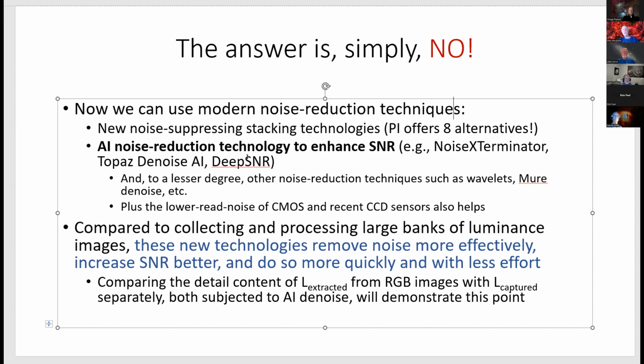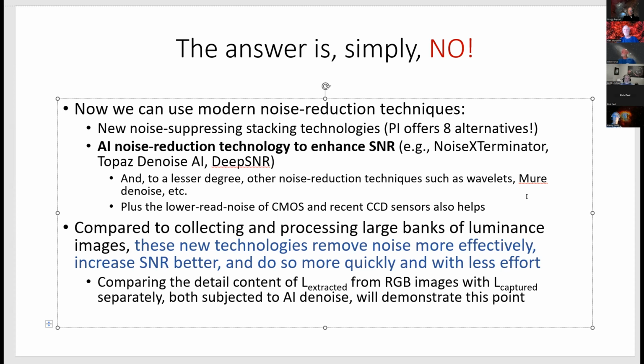To a lesser degree, there are other noise reducing techniques available now in our image processing tools, like wavelets, ArrayDenoise, etc. Plus, for many of us, a lower read noise in the CMOS and recent improvements in CCD sensor noise have helped reduce the noise in our image. And if we reduce that noise by these techniques, it's just like reducing it by adding more L. We improve the signal to noise ratio and reveal more signal, more differences, more detail near the noise limit.